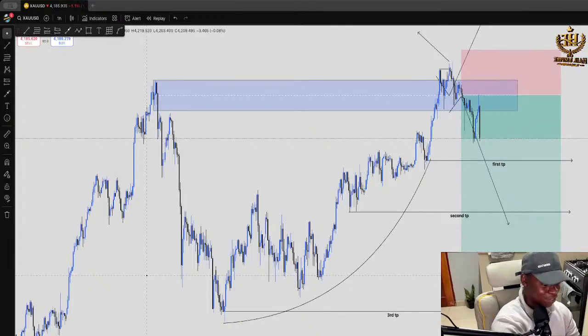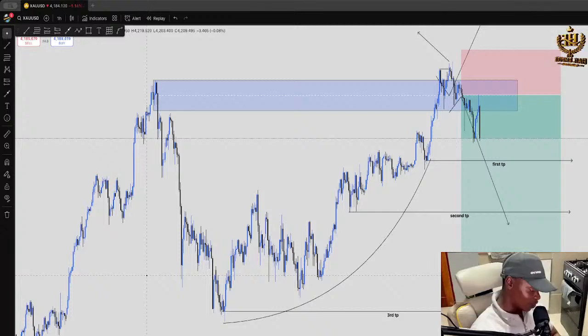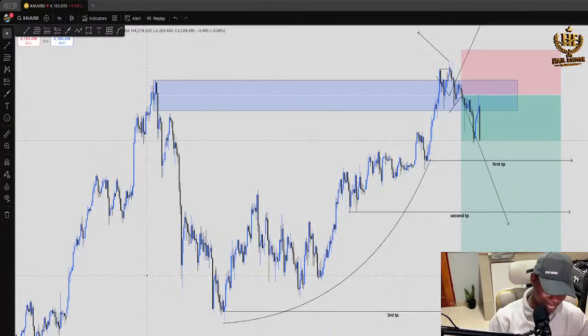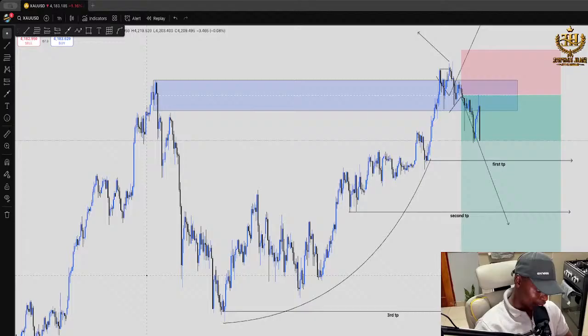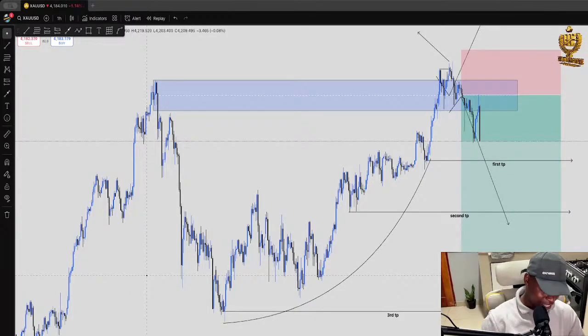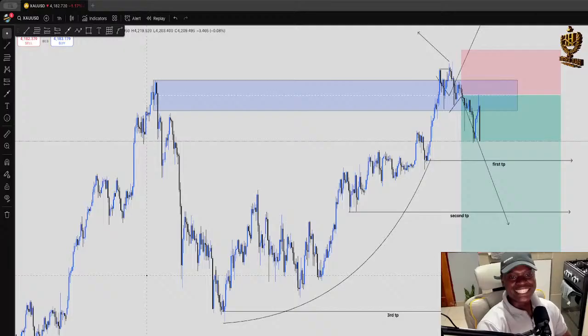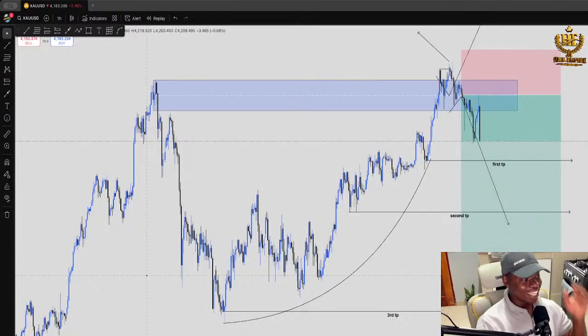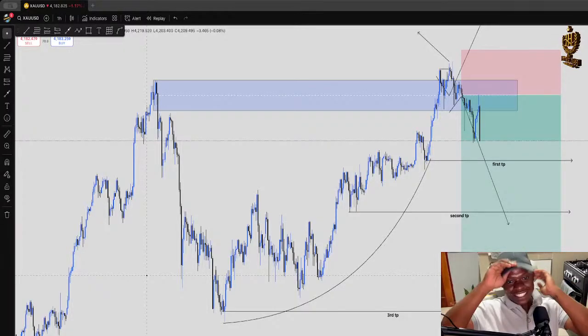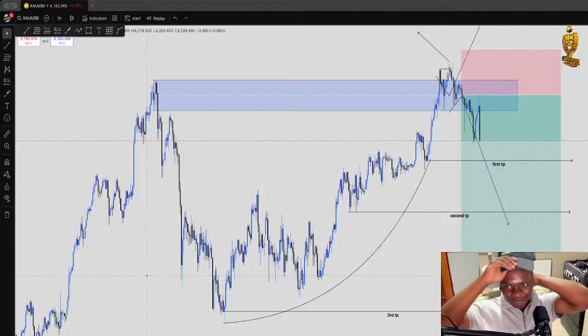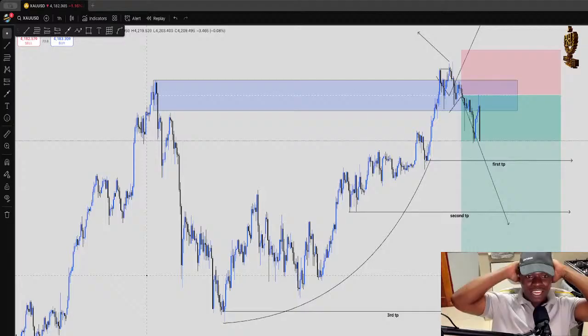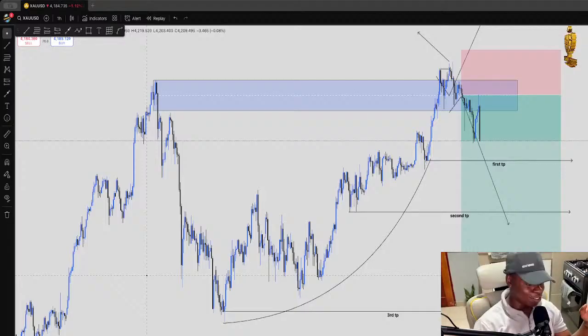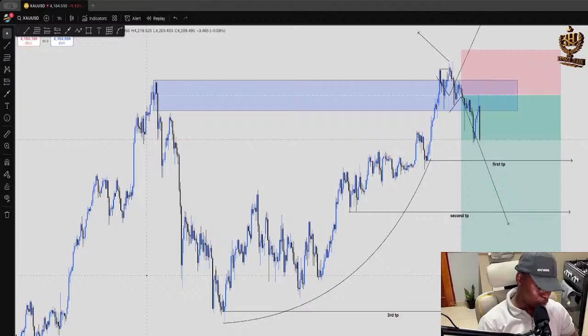For those who said, yeah, buy that gold, now they are banning. It's heading to their stop loss now. Those who bought, we are heading to their stop loss.